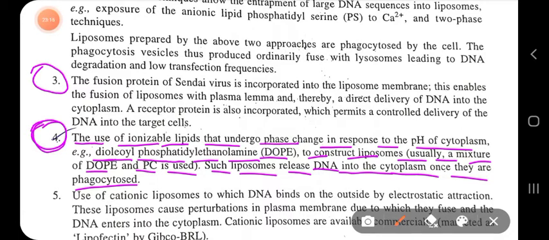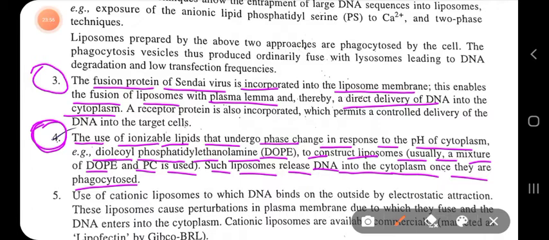In the third process, we use Sendai virus fusion protein, which is incorporated into the liposome membrane, which allows the liposomes to fuse with the plasmalemma. The plasmalemma is also made up of lipid molecules, and the DNA enters the cytoplasm. No endosome is formed in the third point. But in the fourth point, we can prepare endosomes, but in response to pH inside the cytoplasm of target cells, that endosome will open up and release the target DNA inside the cytoplasm.